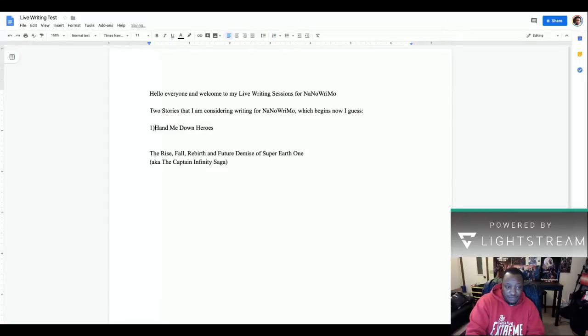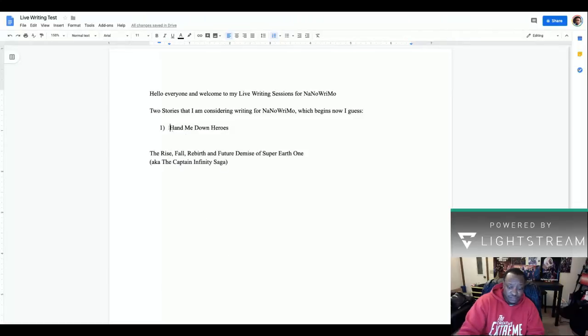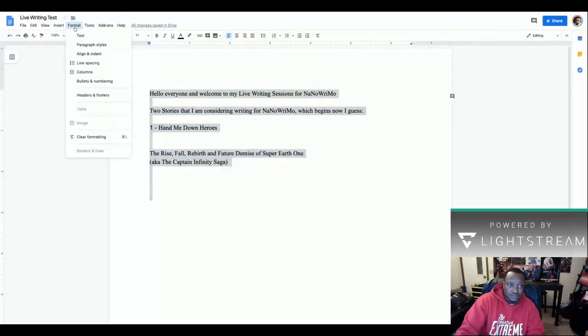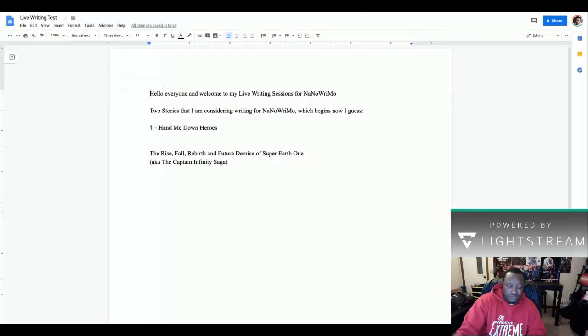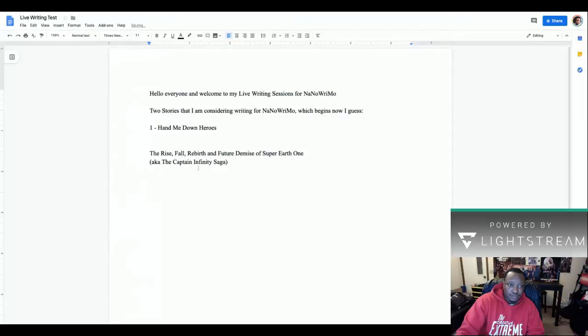I want that to happen. Can we not do that? No, not clear formatting. I just don't want my one unjustified like that. No. All right. We want everything in Times New Roman, so we're going to keep formatting. Two: The Rise, Fall, Rebirth, and now these are two very different stories.